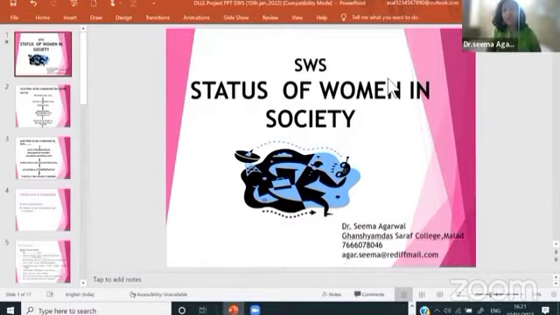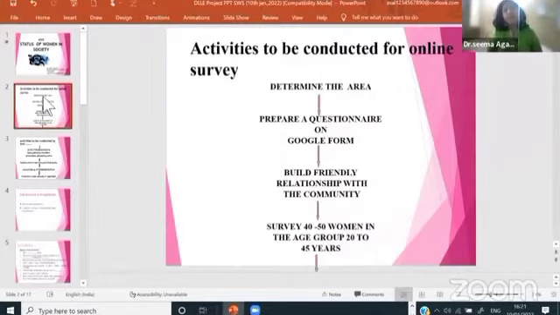Now, a question arises: how to conduct an online survey? What type of activity should be conducted under an online survey? So, the first activity that should be conducted for an online survey is to determine the area. Students, you can determine the area with the help of your extension teacher. You can decide the area as your society, or take the area nearby your society, nearby community. You can take a target respondent as your teachers, as your friends' mothers, or maid of your society, or many more.